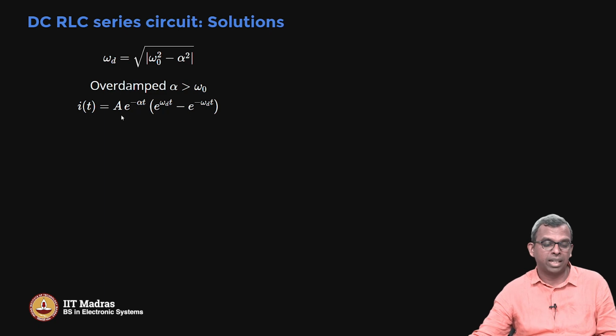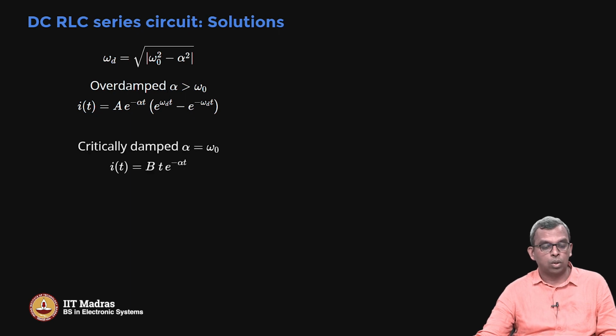I've not used a1 here. I've used just a1 equal to a to get a nice thing. So this is the I of t in the overdamped case. So you see this is going to go off to 0 if alpha is positive, right? So eventually it will go off to 0. You can see, alpha is greater than omega naught, so that makes this go to 0.